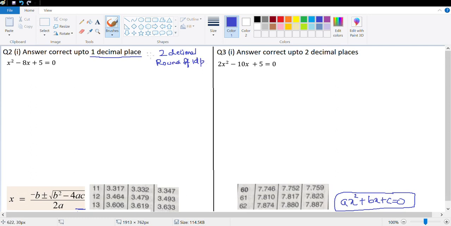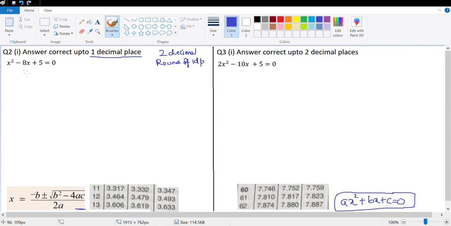If they want the answer up to one decimal place, calculate up to 2 and then round off to 1. If they want up to two decimal places, calculate up to 3, then round off to 2, right? So that's the basic thing. Now let's solve the question.